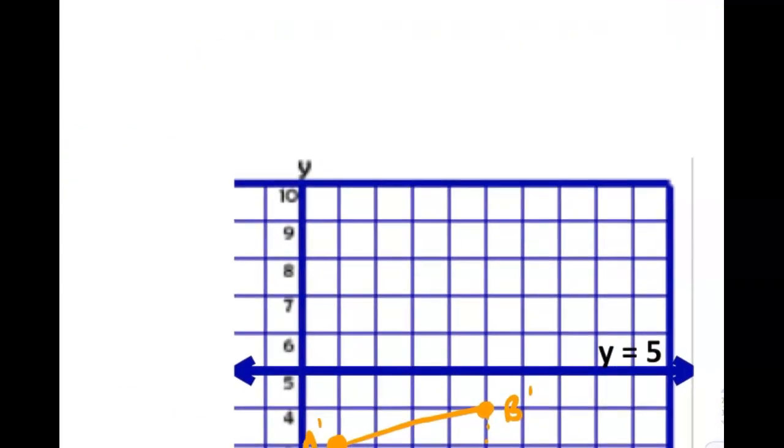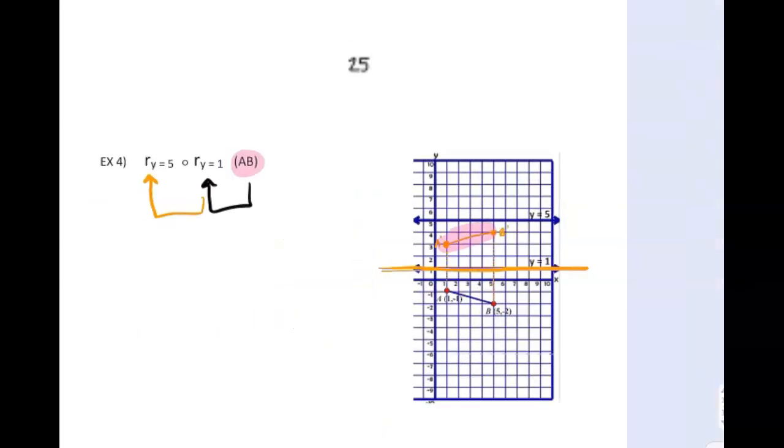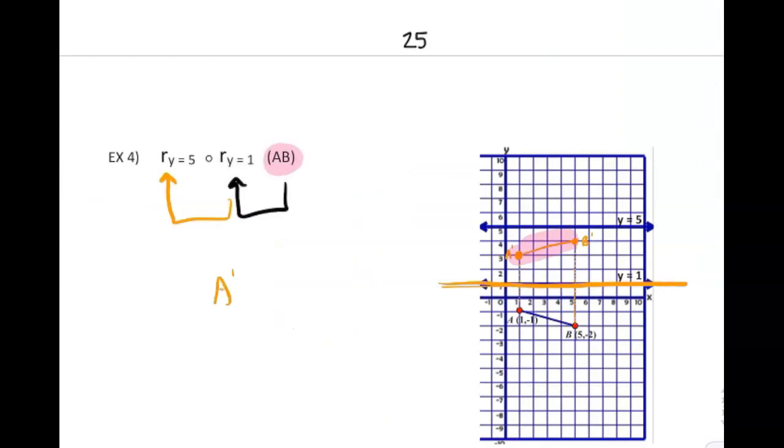Now, we're going to ignore that. We're going to take this one and reflect it over that line. So now we're going to come up even further. And that will be your final answer. What is A double prime and B double prime?